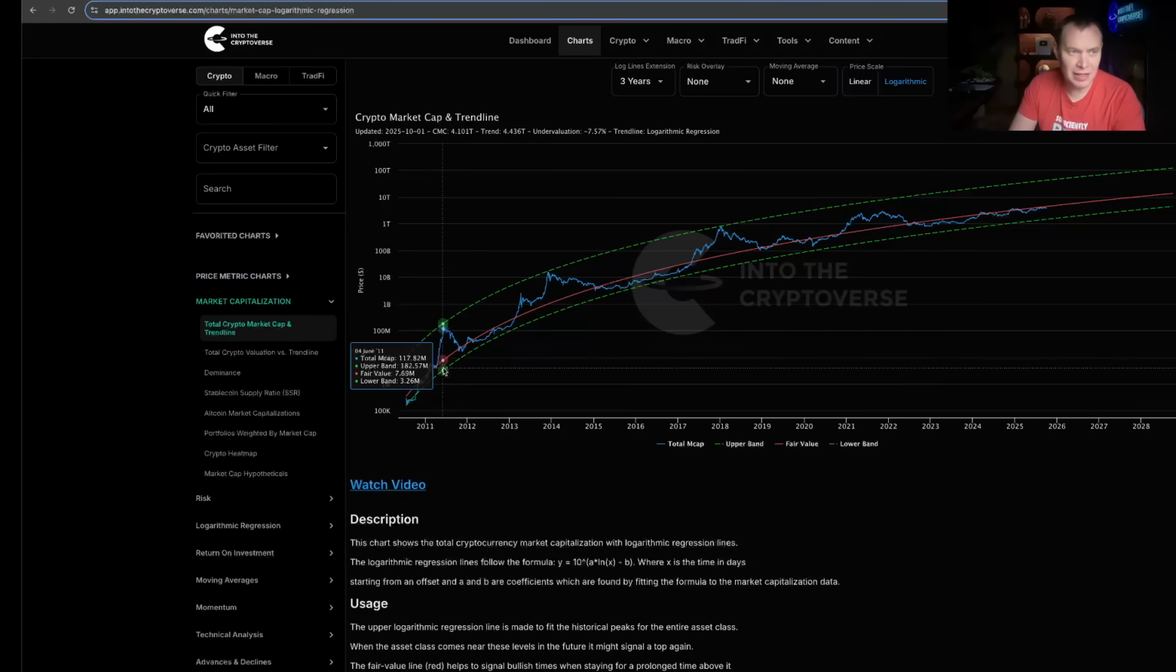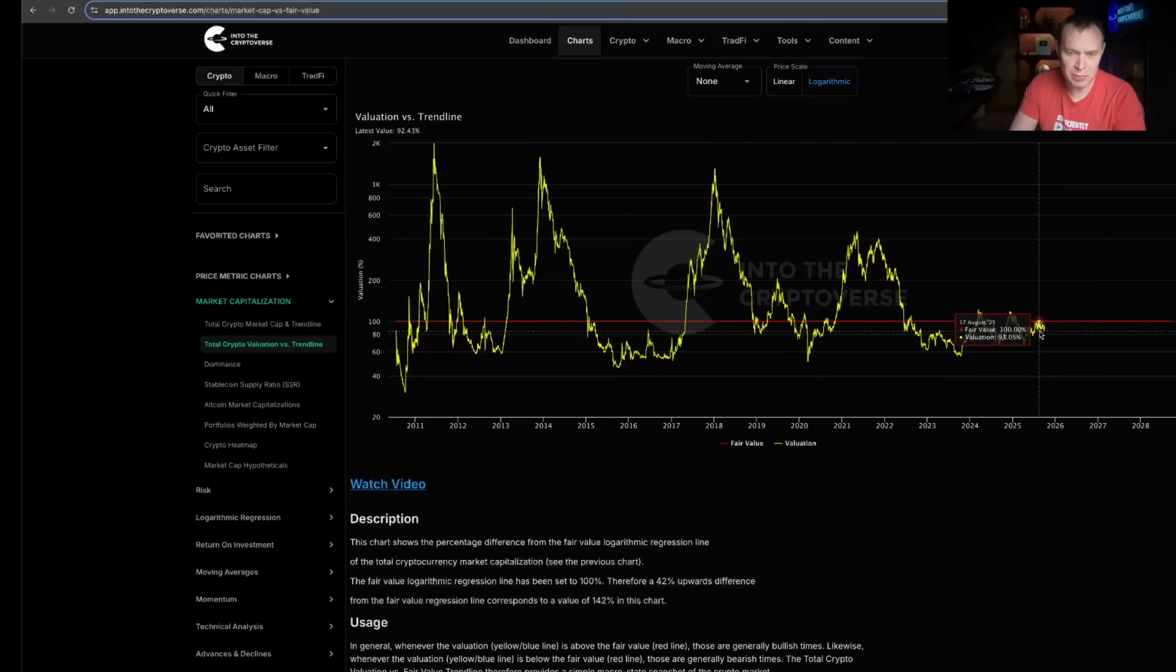Generally speaking, the asset class goes through periods of overvaluation and undervaluation. And right now, you can still see we're just below that fair value. And normally, when you get these spikes above the fair value, that's when you have your alt season, right, that everyone waits for. My general thought process for the time being is that Bitcoin should outperform most of the altcoin market. And that's my story. And I generally am sticking to it.